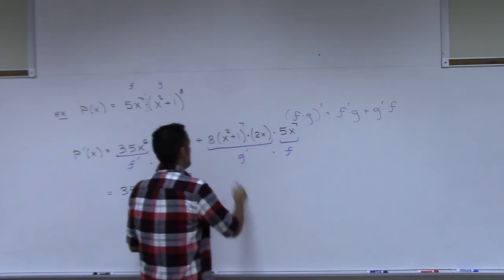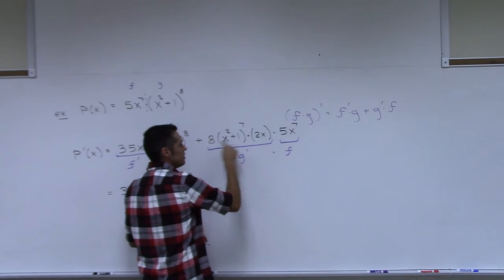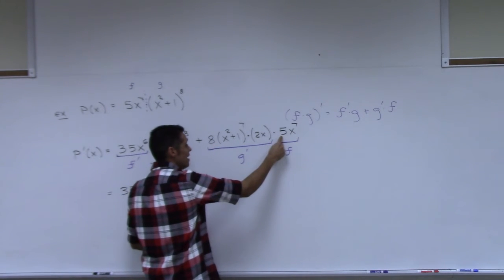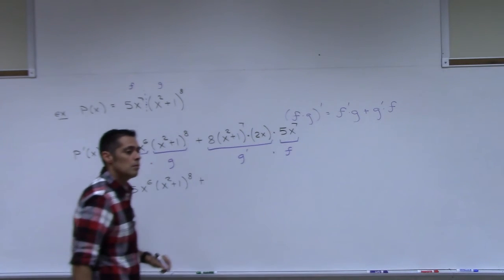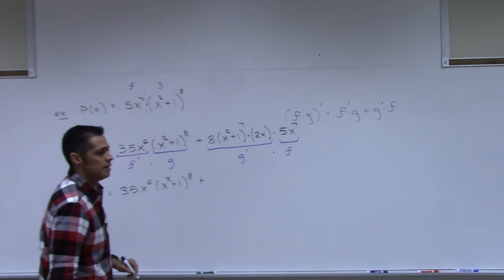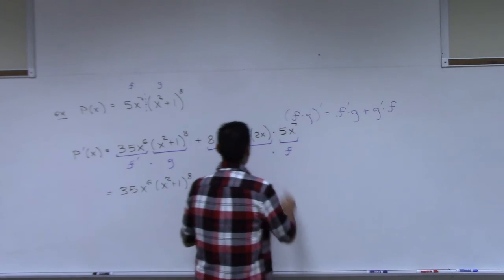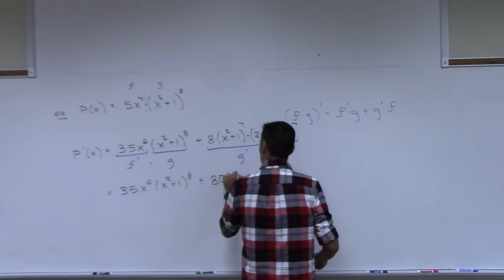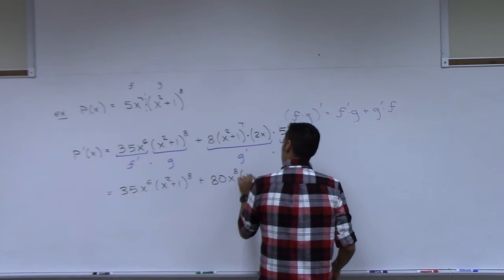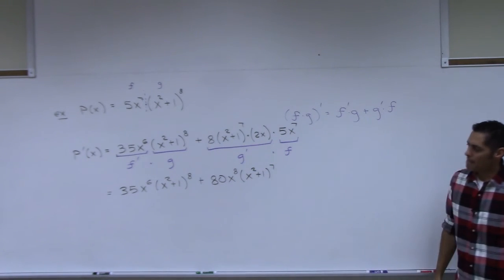Okay, so I would put the 8, the 2, the 5 together. So 8 times 2 is 16 times 5, right? 40. That's going to be 80. So 80 x to the 8th. And then you have x squared plus 1 to the 7th. And that would be the answer?